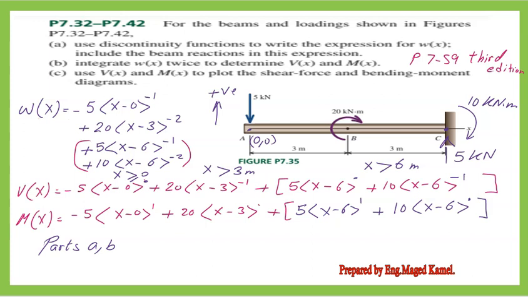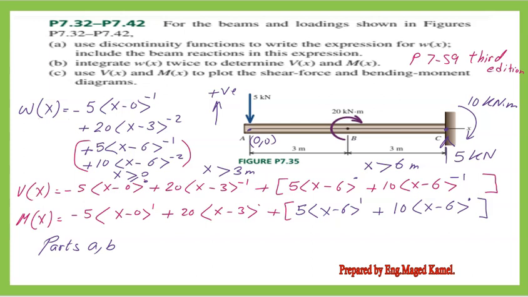We integrate one time, so V of x equals minus 5, x minus 0 raised to minus 1 plus 1, it will become power of 0, plus 20, x minus 3 raised to the power of minus 2 plus 1, it will be minus 1. Again, plus 5 multiplied by x minus 6 raised to the power of minus 1 plus 1 equals 0. And the last item is plus 10 multiplied by x minus 6 raised to the power of minus 2 plus 1, it will become minus 1.